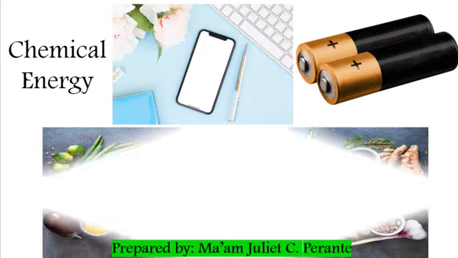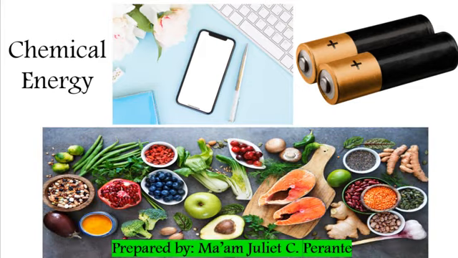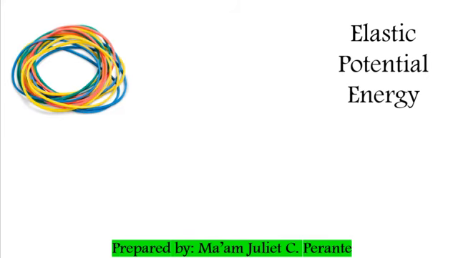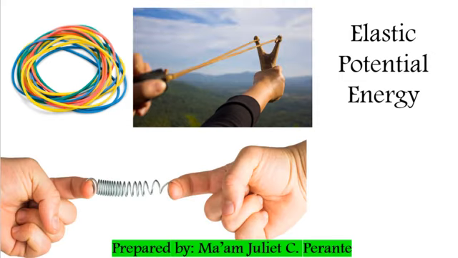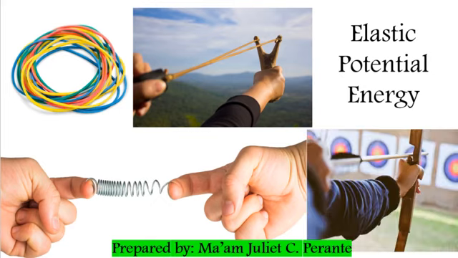Chemical energy can also be found in the food that we eat, which is stored in our body and later gives us energy in order for us to do our day-to-day activities. Another kind of potential energy is present in some elastic materials. That is why it is called elastic potential energy. Elasticity is one of the physical properties of an object wherein it goes back to its original shape and size after being stretched. Examples of elastic materials are rubber band, slingshot, spring, and archery. They all possess elastic potential energy.